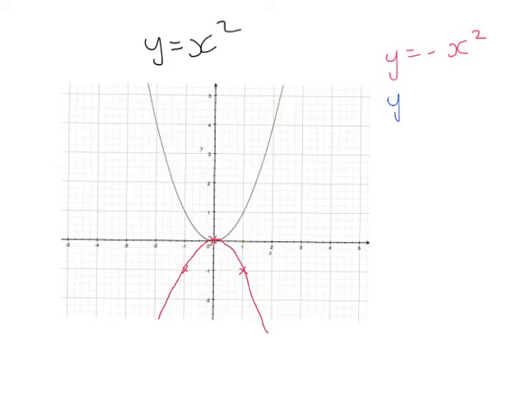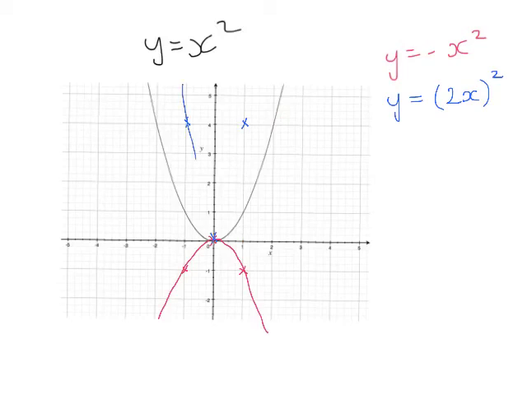So let's look at one more example. So we want to sketch the graph of y equals (2x) squared. Again, let's plot a few points here. When x equals 1, y is going to be 2 squared, which is 4. When x equals 0, y is going to be (2 times 0) squared, which is 0. And when x is negative 1, y is going to be minus 2 squared, which is 4.